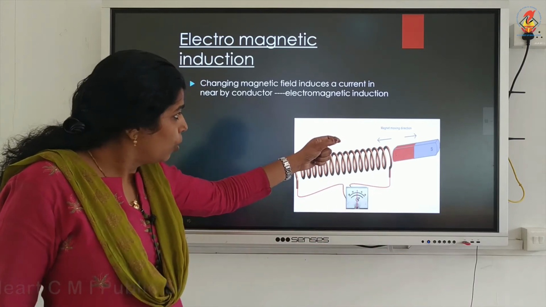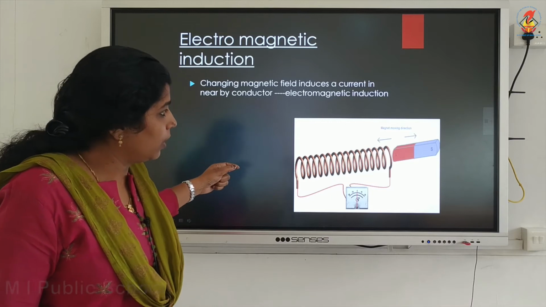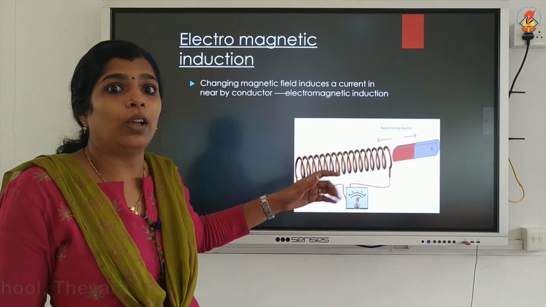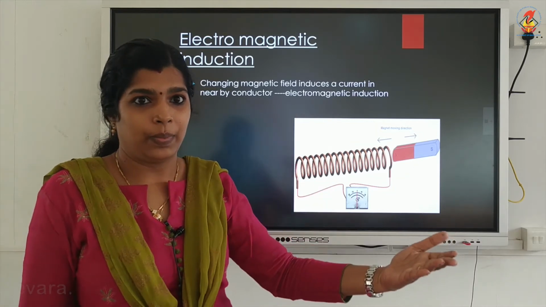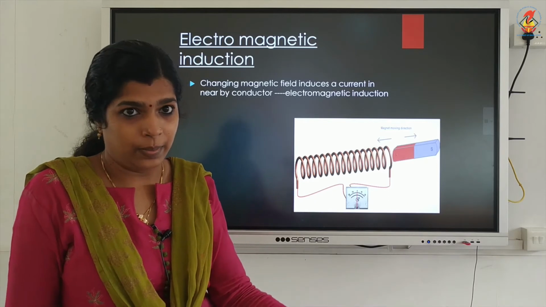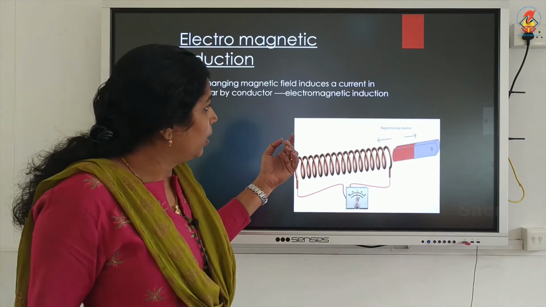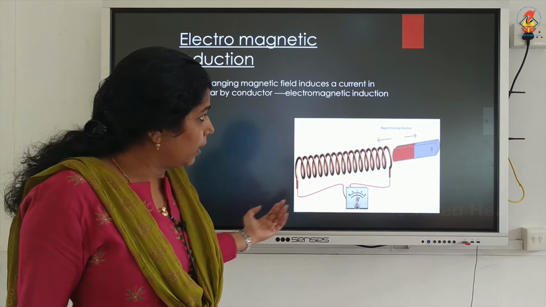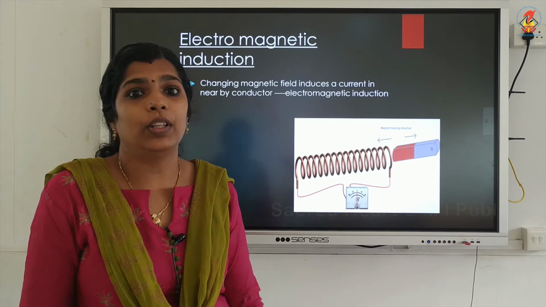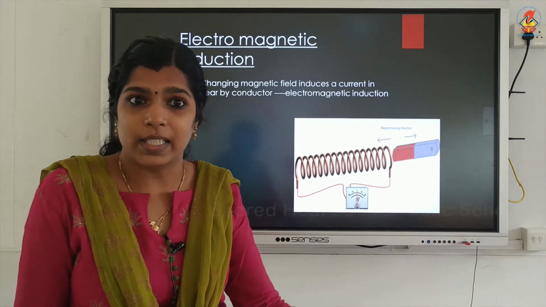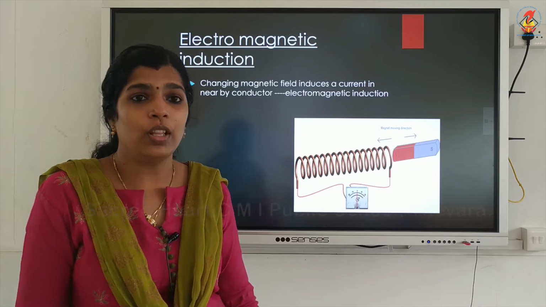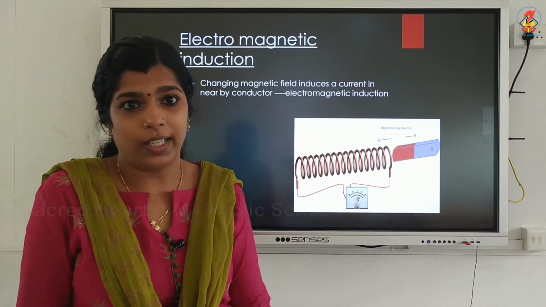When you move the north pole of the magnet into the coil, the magnetic field lines linked with the coil increases. When you move the north pole of the magnet away from the coil, the magnetic field lines linked with the coil decreases, and the galvanometer will show a deflection in the opposite direction.